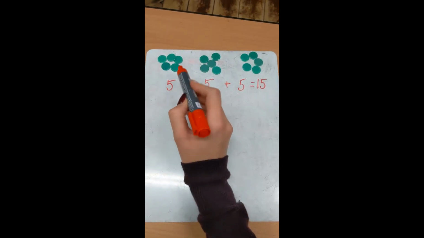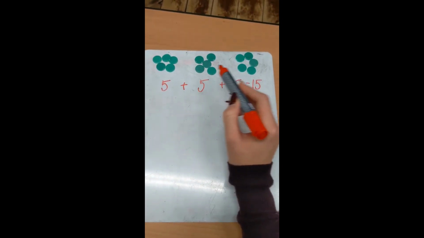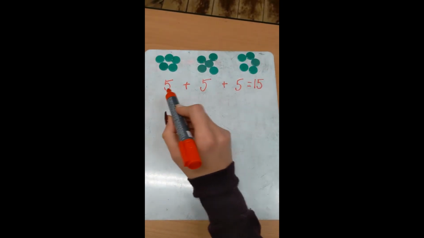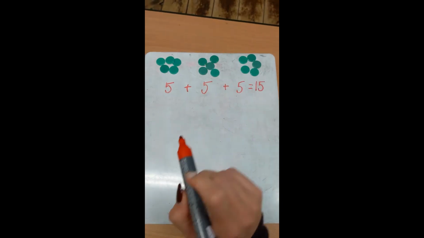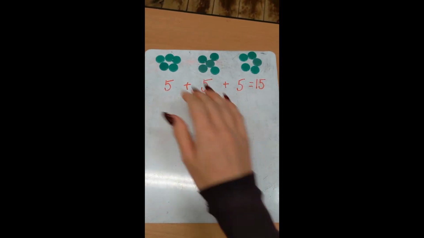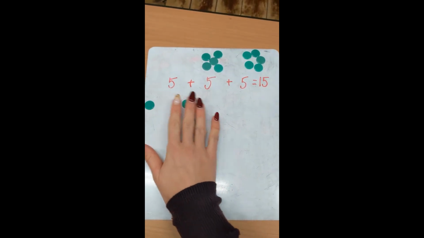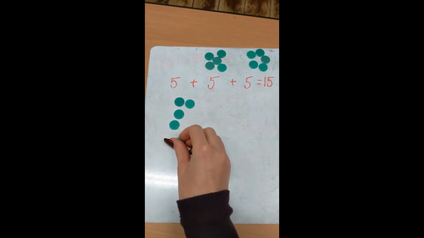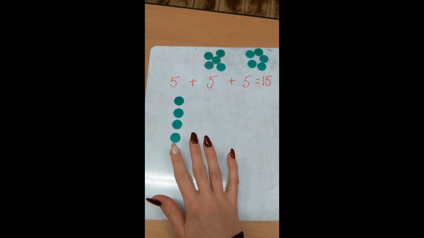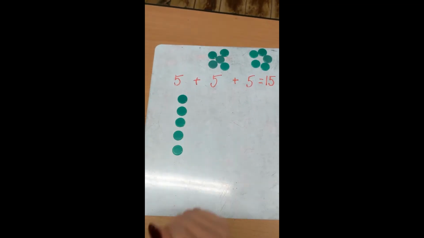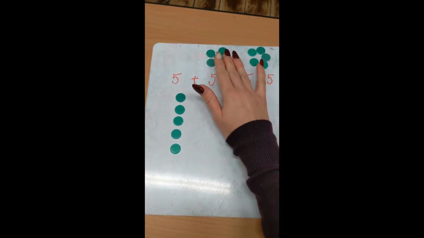I want to make an array using those. So I'm going to need 1, 2, 3 rows and 5 columns because I've got 3 groups with 5 in each group. Doesn't matter if you choose to do the 3 and the 5 in rows or columns. Let's make this look like a lovely, neat array. 1, 2, 3, 4, 5. That is it's going up to down. Is that a row or a column? Well done, it's a column.